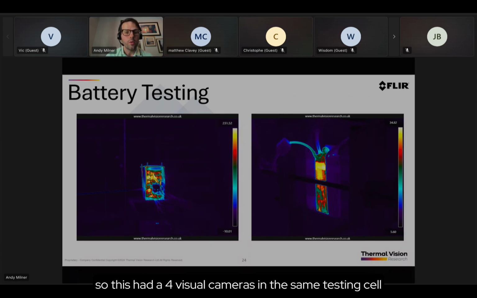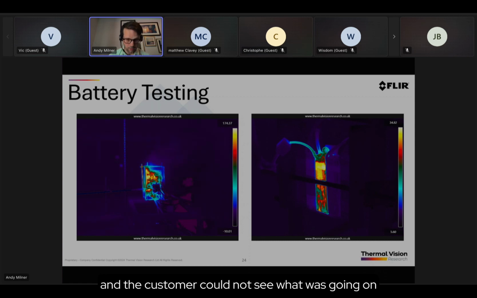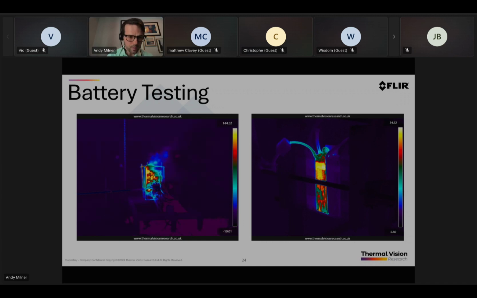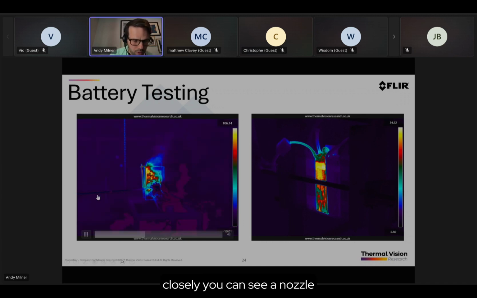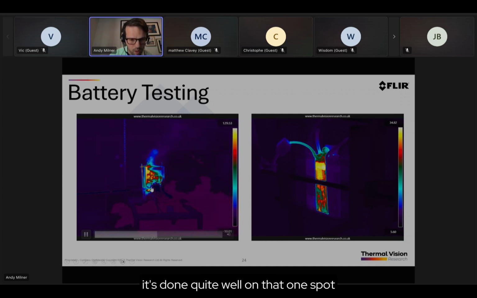So this had 4 visual cameras in the same testing cell, and the room was completely engulfed in smoke, and the customer could not see what was going on at all. The only way they could see what was going on was with a thermal camera. If you look closely, you can see a nozzle there that's actually spraying liquid nitrogen to put out the fire. It's done quite well on that one spot, but you can see it's not affecting much.